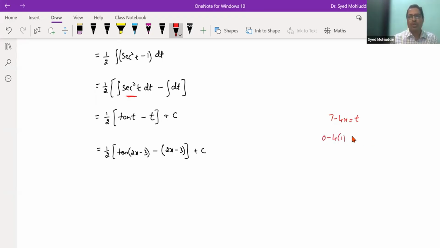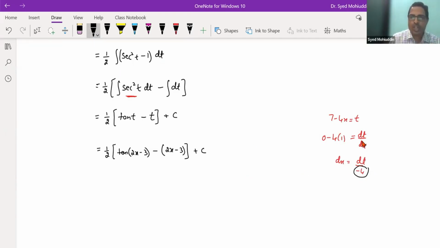However, the constant part will be 0, no? It is equal to dt by dx. If you cross multiply, it becomes dx equal to dt by minus 4. This minus 4 you have to include, no? Even if you're doing it directly, you have to include that minus 4. Most of the students try to do it directly and they miss out this minus 4.